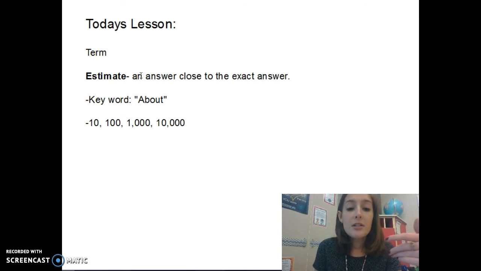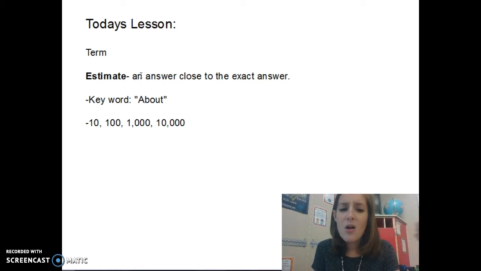So whenever you see the keyword about, you know that they're asking you to round. Okay. You can round numbers to the tens column, the hundreds column, 1,000 columns, 10,000 columns, millions. You can round and do your estimation for any column. So let's give it a try.